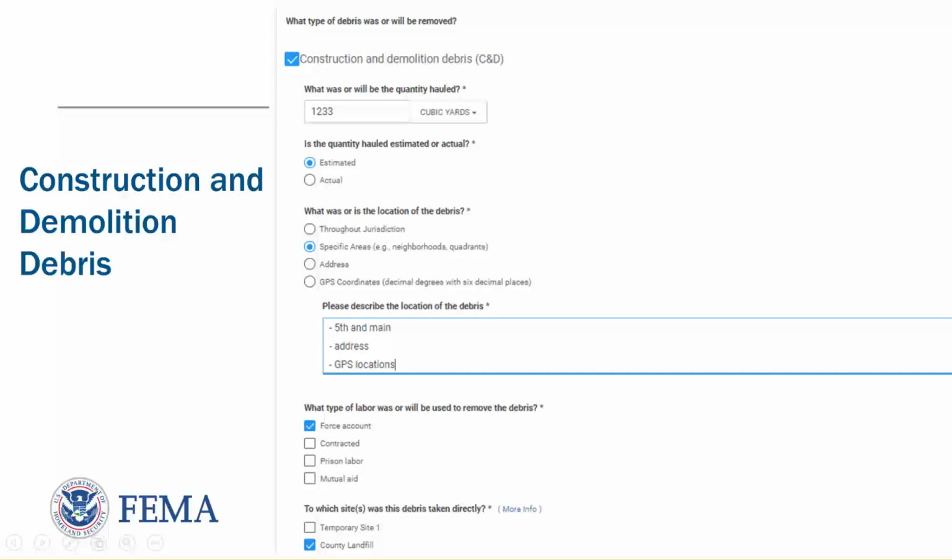Same questions we asked with the vegetative debris. Is it estimated or actual? Where did you pick that up from? In this example, notice I selected specific areas, so then you have it broken down by address or GPS locations. You can put whatever you want in this box, as long as it's clear. And then what type of debris, and then where did it go? So cradle to grave for each type of debris.